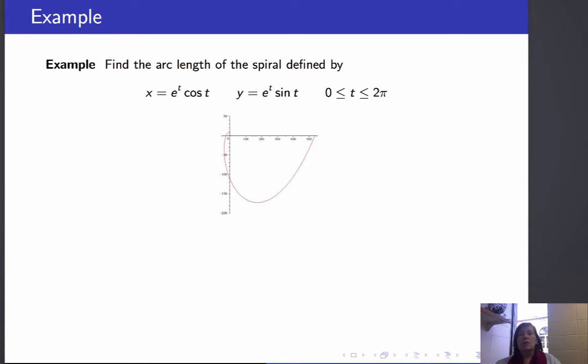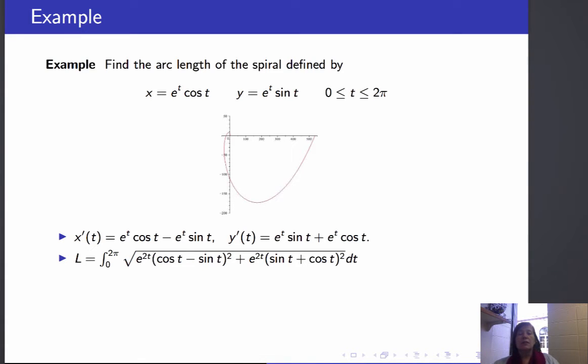Well, let's apply it. Let's suppose I want to find the arc length of the spiral defined by x equals e to the t cosine t, y equals e to the t sine t. So we see as t increases, the angle here moves from 0 to 2 pi if we interpret t as the angle, but the distance from the origin increases because this is equal to e to the t. Well, x prime t equals e to the t cosine t minus e to the t sine t, and y prime t is e to the t sine t plus e to the t cosine t.